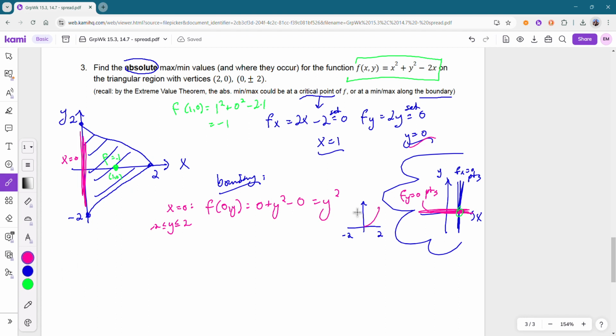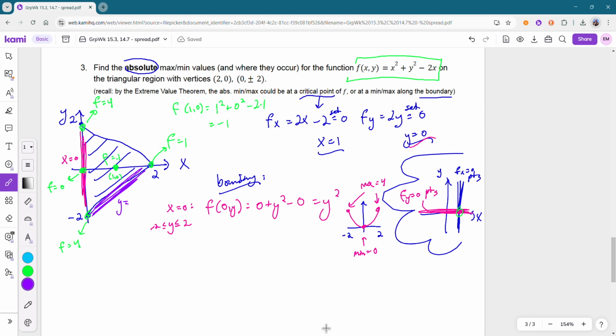This is going to be looking like just our favorite parabola. And so it's going to have its minimum at 0. The minimum value is 0, and the maximum value is 2 squared at both those endpoints. And so here we can record that on our diagram over here on the left. So our function value is 0 at the middle and 4 at the top and bottom. So that's our first side over on the left taken care of.